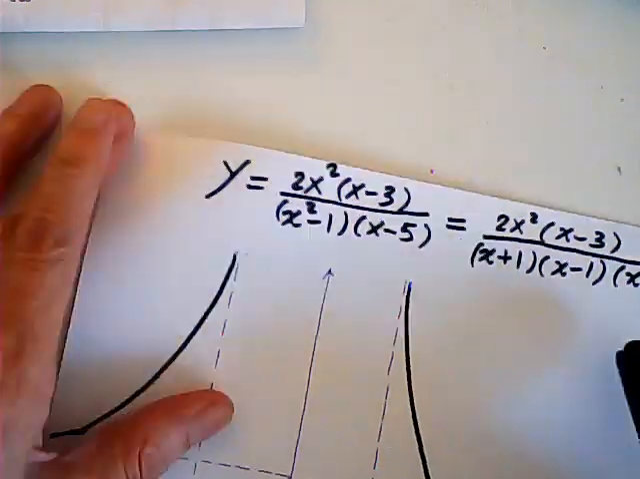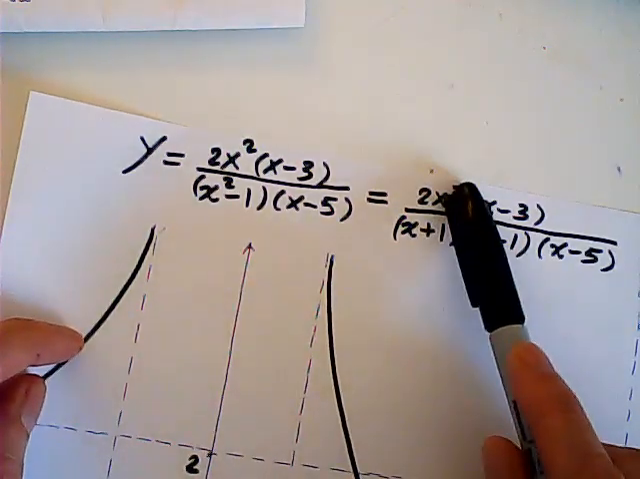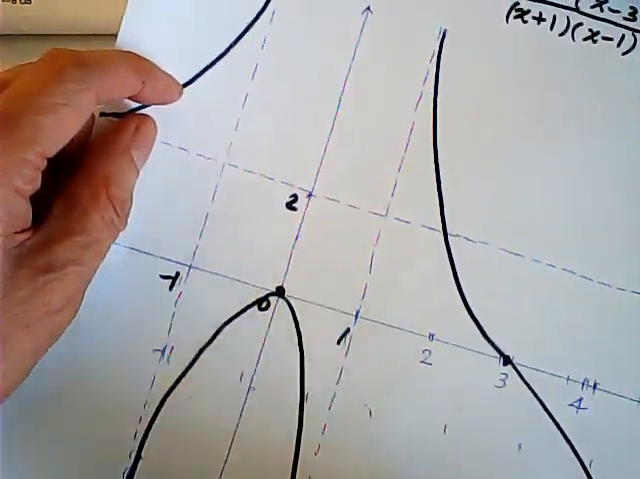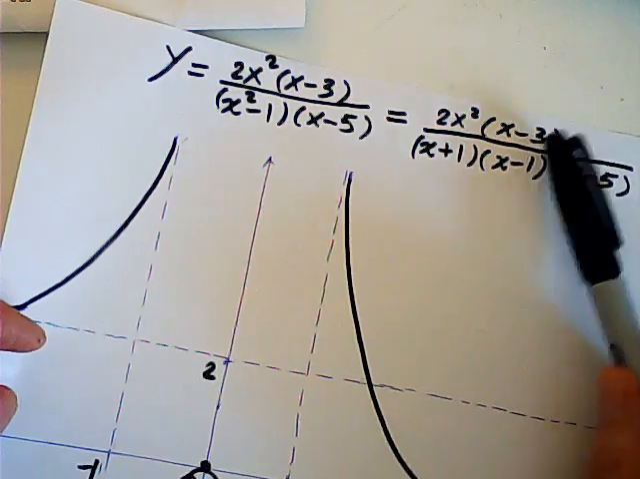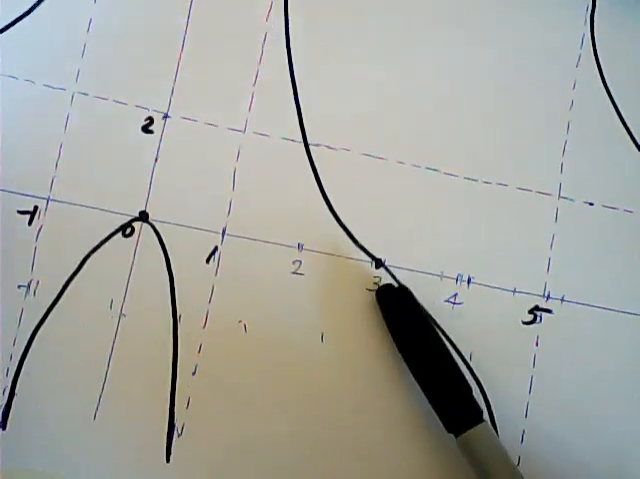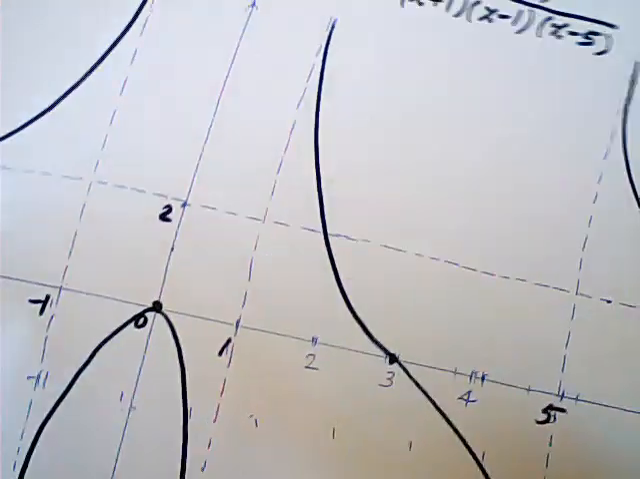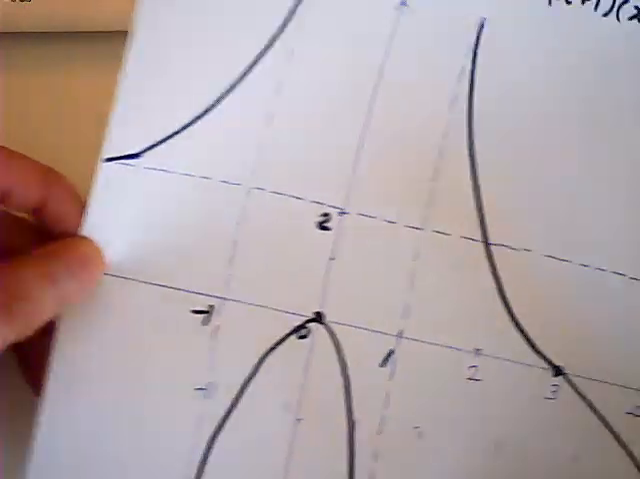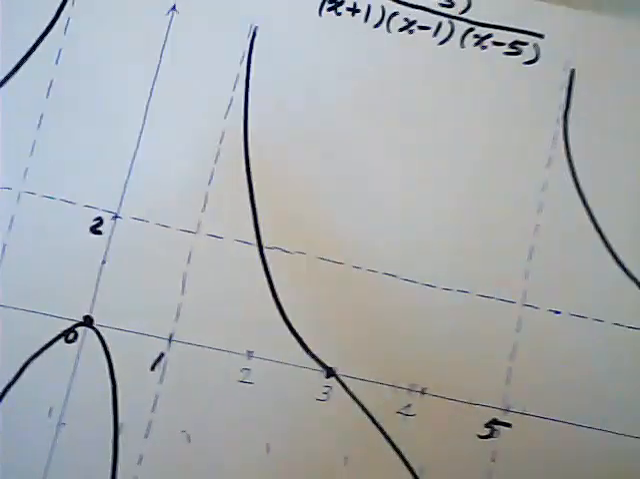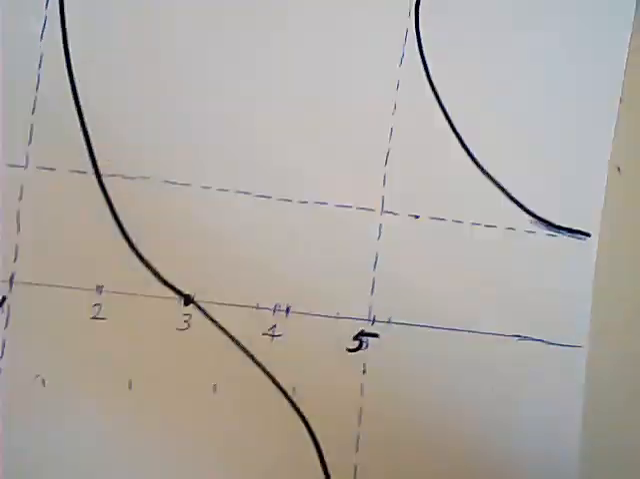Now here, x squared is an even power, so it's touching. x minus 3 is a first power, so the curve is crossing at that point. That is just to have good information.